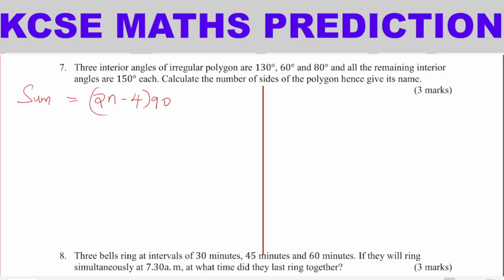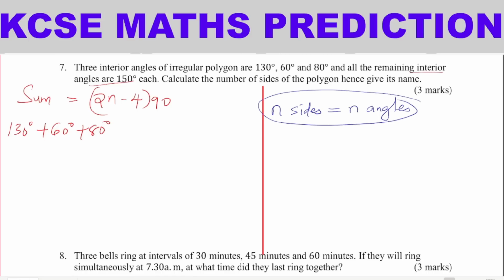Now let's get the sum. So we have 130 degrees plus 60 plus 80, and all the other remaining interior angles are 150 each. So assuming that the number of angles, this one is very important to note, that the number of angles is equal to the number of sides. So if this polygon has n sides, that means it has n angles. It has n sides, and therefore it has n number of angles.